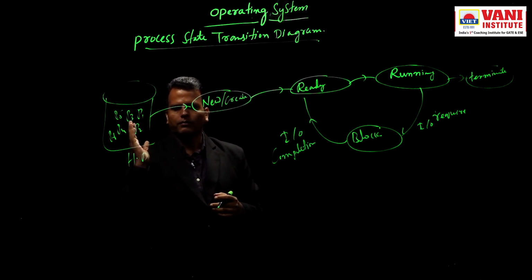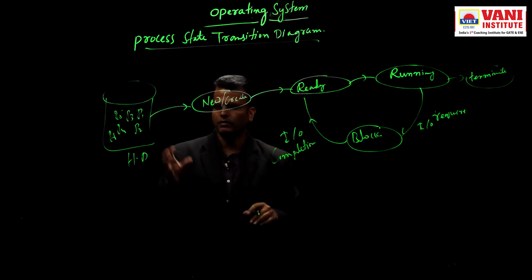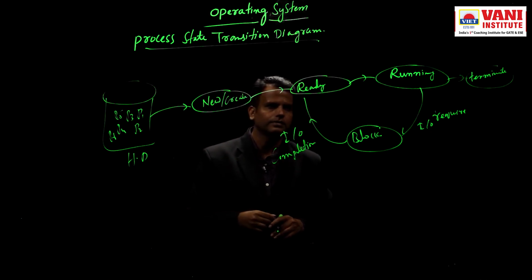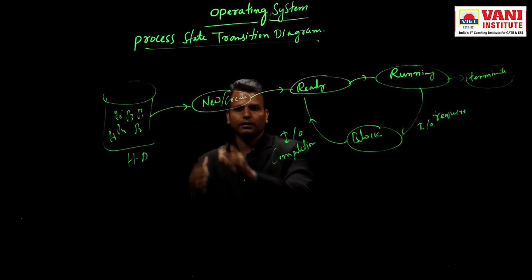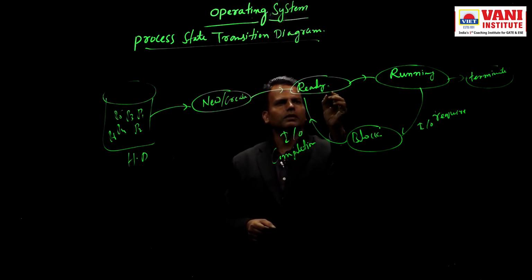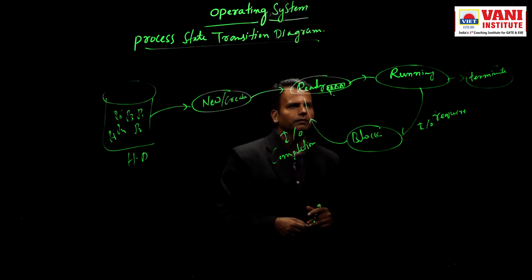Whenever you are bringing a program from the hard disk to the main memory, this is called the creating state. That journey from hard disk to main memory is called the creating state. It is not yet created, it is under creation. After creation of the process, you keep it inside the main memory. Here processes P1, P2, P3, P4 are there. 4 processes are there.